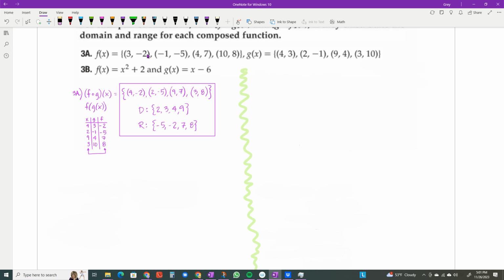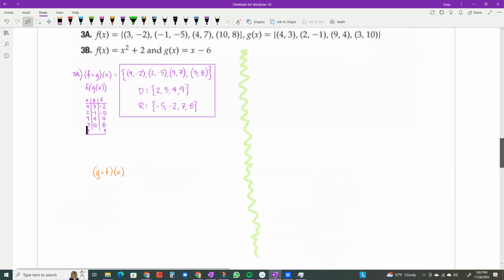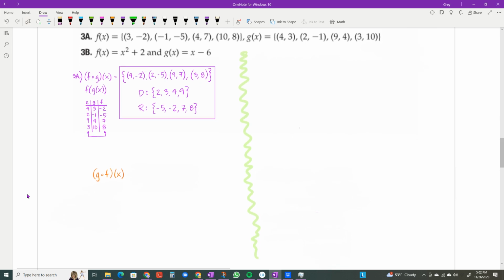Now let's go look at g of f of x. I'll run out of room here, so let me come down a little bit. Okay. g of f of x, remember that next step because I need to know where to start. So in my table, I'm going to start with x, but then I'm going to go to f, and then I'm going to go to g. So my x and f ordered pairs are 3, negative 1, 4, 10, and negative 2, 5, 7, 8.